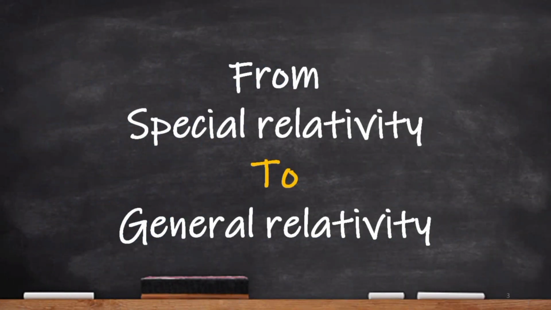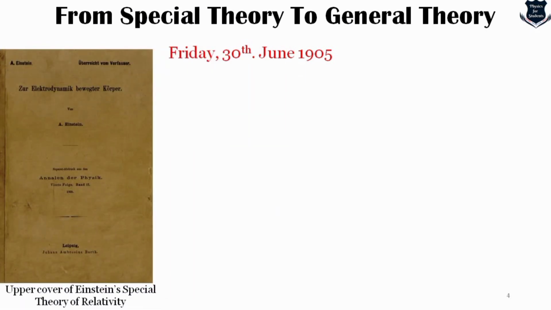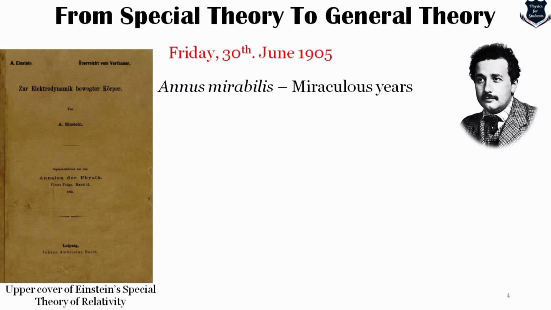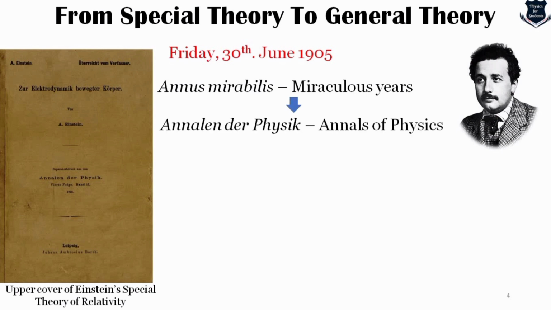First of all, we will move from special relativity and see how special relativity finally emerged into general relativity. Well, the time was 30th of June 1905, and on this day something great happened. On this day, the annus mirabilis, which is the Latin meaning of miracle year, refers to the 4 papers that Albert Einstein published in Annalen der Physik, which means Annals of Physics, which is a scientific journal.